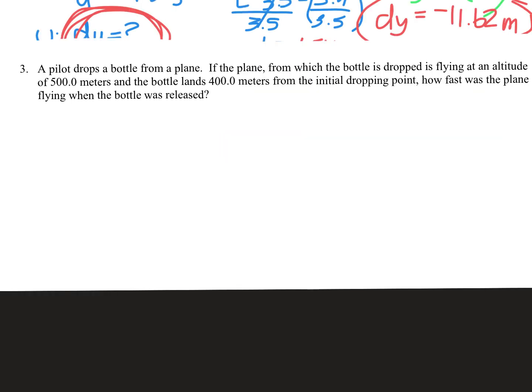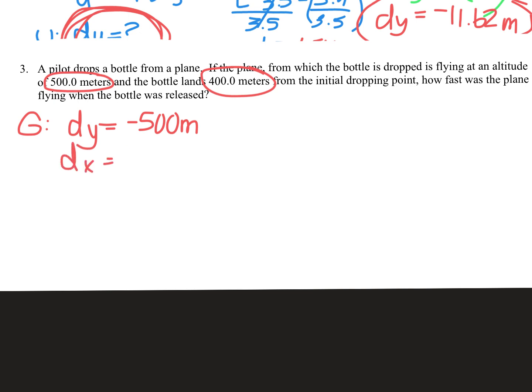Question number 3 has a pilot drops a bottle from a plane. If the plane from which the bottle is dropped is flying at an altitude of 500 meters. Okay, so let's start thinking about this. A plane is 500 meters above the ground, so if you drop that bottle it would drop negative 500 meters in the y direction, the vertical direction. And if that bottle lands 400 meters from its initial dropping point, that means the displacement was 400 meters forward. So that is also information that we could use.